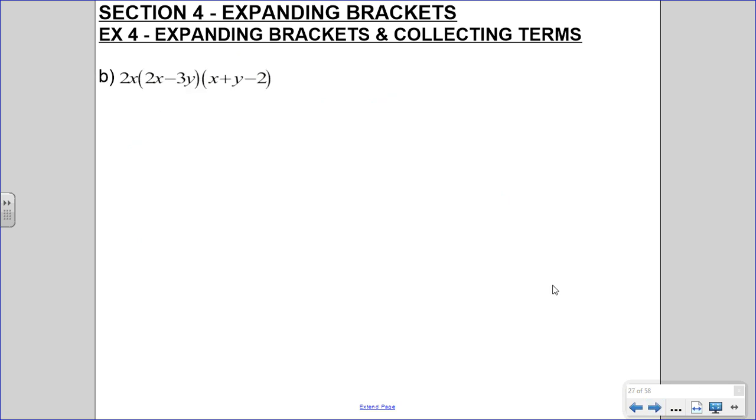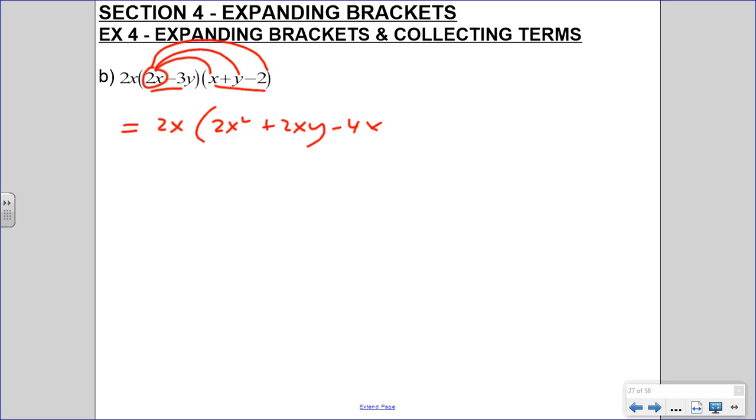So this time we've got x's and y's mixed up, but we're not going to panic because we're just going to be systematic about it. So 3 terms and 2. Take your first term. So 2x times x is 2x squared, plus 2x times y is 2xy, plus 2x times minus 2, so that's minus 4x. So that's all of 2x dealt with. That's done. And then we've got minus 3y, so watch out for that minus. So minus 3y times x, so minus 3xy. Minus 3y times y, so minus 3y squared. Minus 3y times minus 2, so minus and a minus makes a plus, so plus 6y.